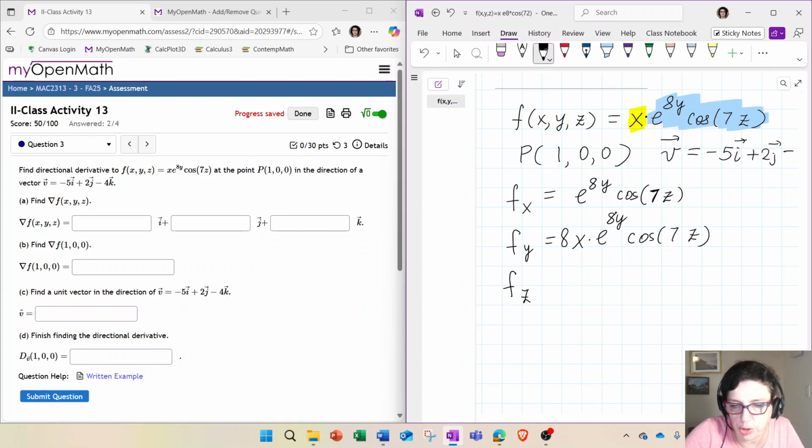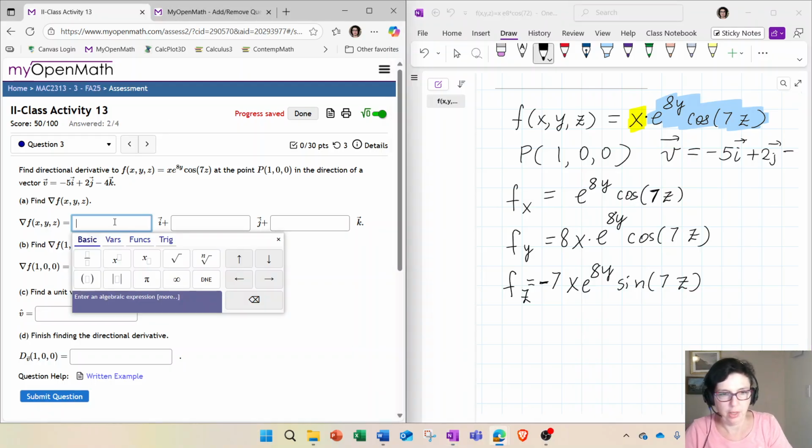Finally, f with respect to z. Again, because you're differentiating with respect to z and we are multiplying things, x is a number and e to the 8y is a number. Even though they look complicated, they're just numbers, which we keep. We don't change them. And the derivative of cosine is negative sine, so I am going to have a negative. So this is going to be sine, and it's not going to change. It's still going to be 7z, multiplied by the derivative of the 7z, which is 7, because you're using the chain rule. So there's your negative 7.